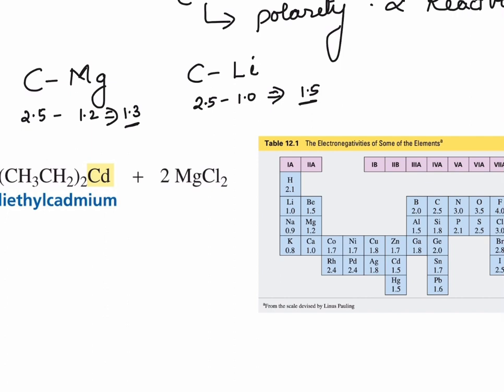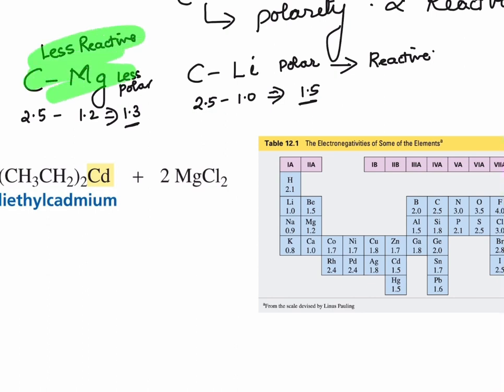So we can see that the electronegativity difference between carbon and lithium is more than that between carbon and magnesium. Therefore the carbon-lithium bond is more polar and the carbon-magnesium bond is comparatively less polar. Therefore organolithium compounds are more reactive compared to organomagnesium compounds, which are less reactive.